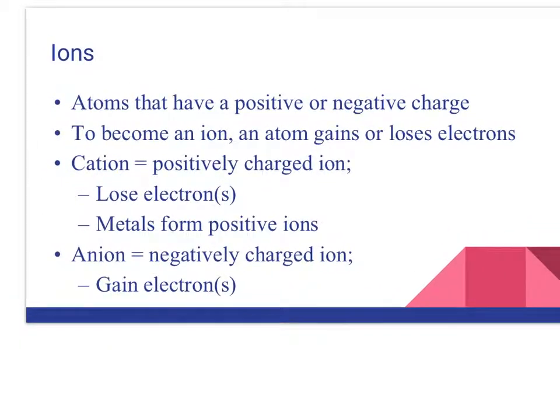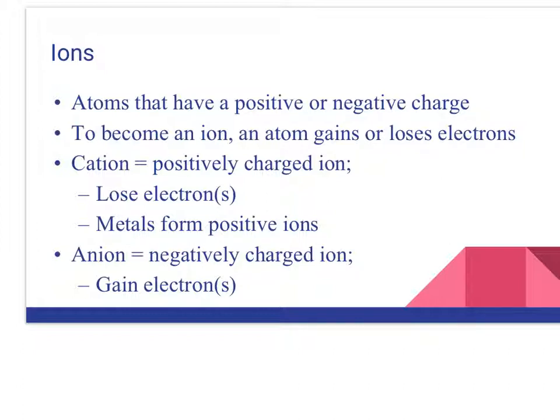Okay, it is important that we understand the difference between an atom and an ion. An ion is something that has a positive or a negative charge to it. So recall when we talked about atoms, we said atoms were electrically neutral. Ions are those things with positive or negative charges. In order to become an ion, then, an atom gains or loses electrons. Okay, so the protons of the atom are not going to change at all, but the atom can gain or lose electrons in order to become an ion.